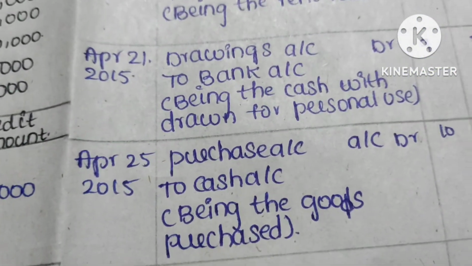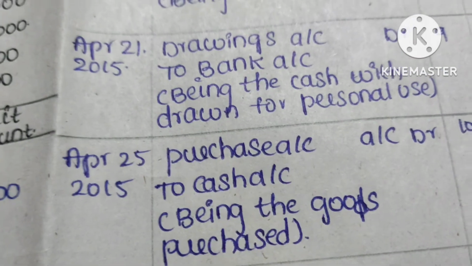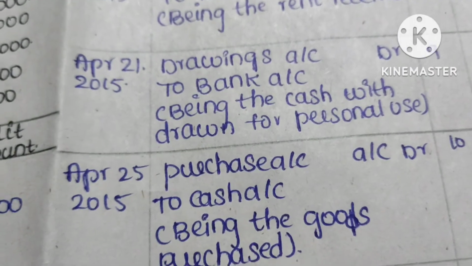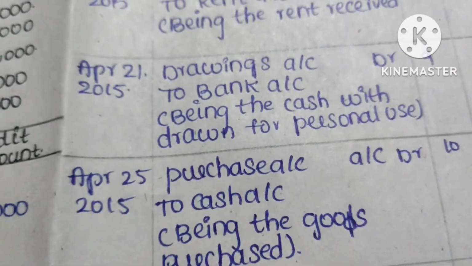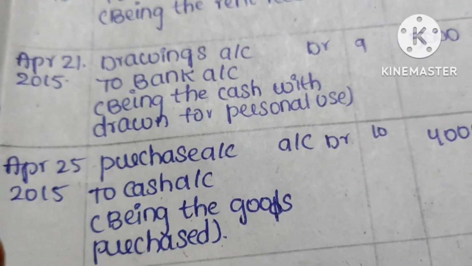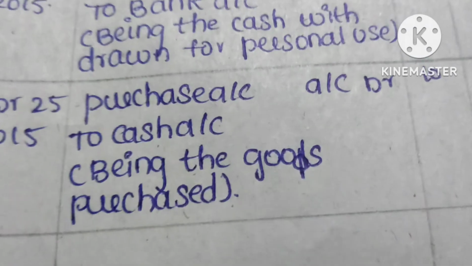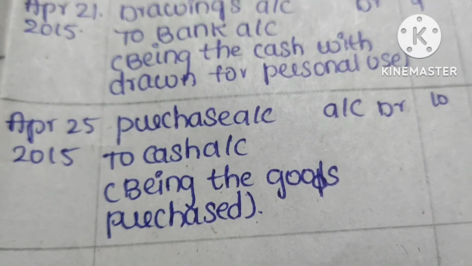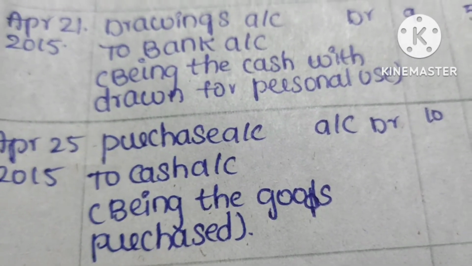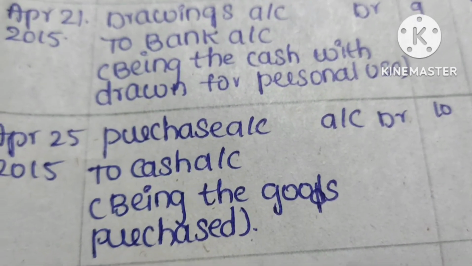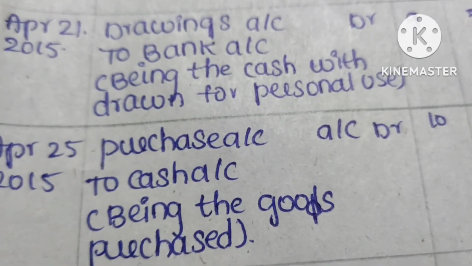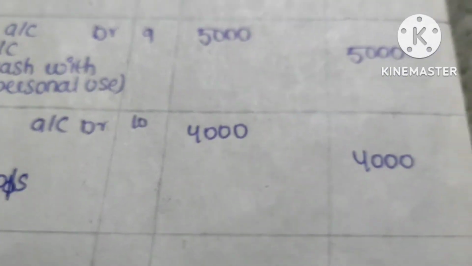As per the 10th one, purchase of goods. In the second entry we sold goods for 10,000, and now in the 10th entry we are purchasing goods for 4,000. Purchase is nothing but an expense. As per the nominal account, expenses and losses are debit and incomes or gains are credit. So the purchase account is debited and the cash account is credited. Being the goods purchased 4,000.